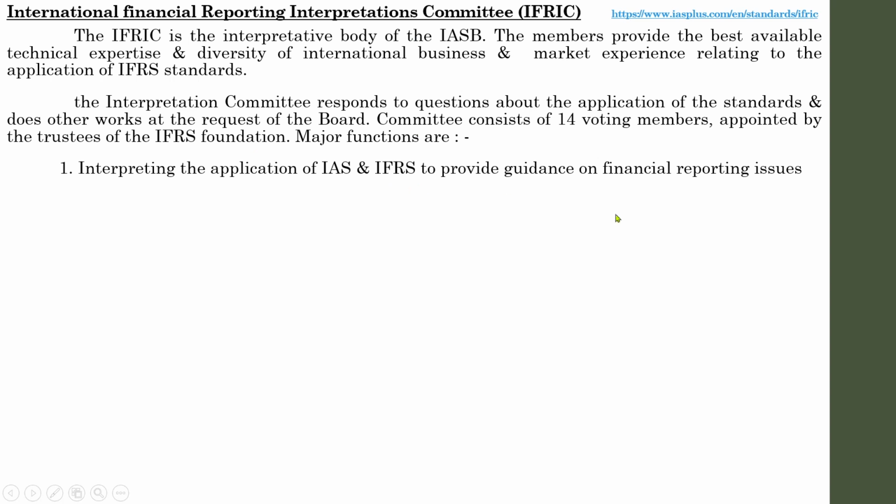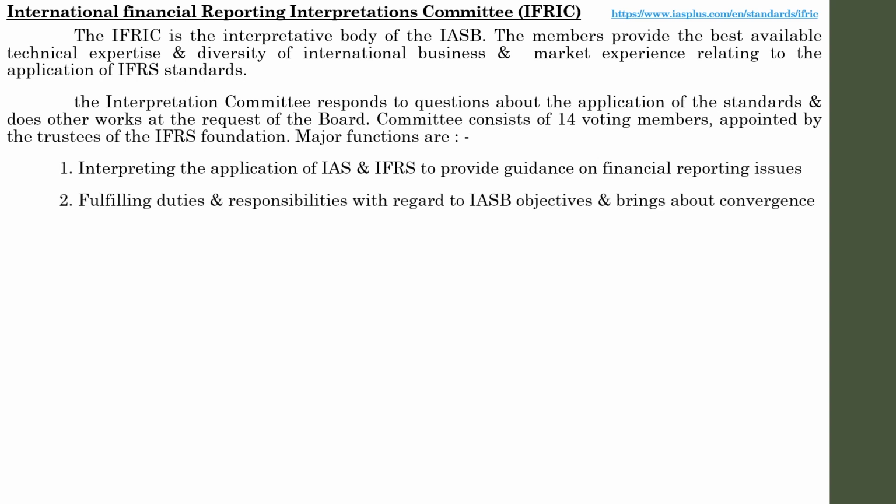Usually financial reporting issues may arise in IAS or IFRS. Sometimes the standards may not cover some of the areas relating to accounting, and even those areas are dealt with by IFRIC. In general, IFRIC will help IASB with regard to IAS and IFRS relating to any issues or problems, even if it is included in the standards or not. So that is the first and important function of IFRIC.